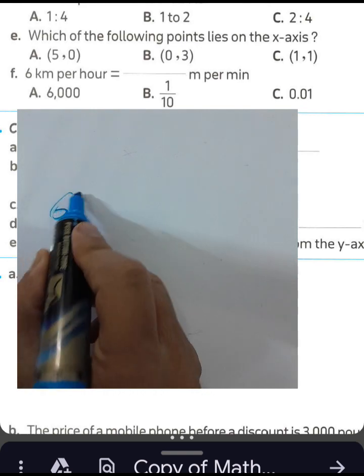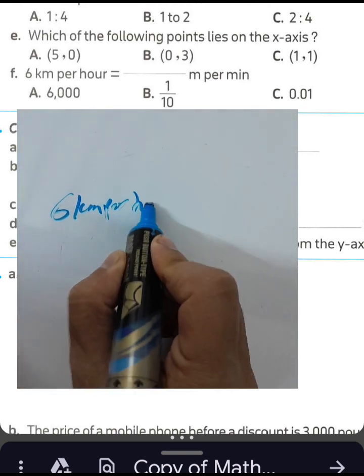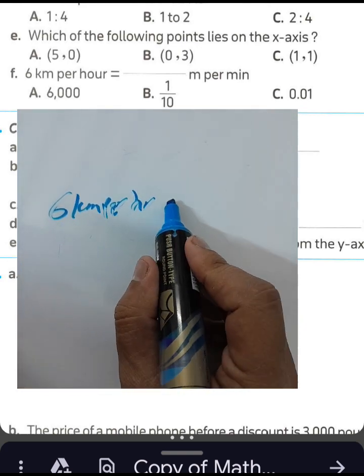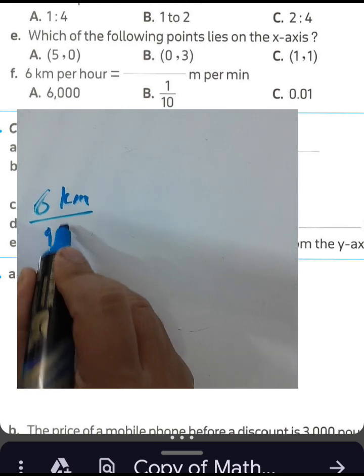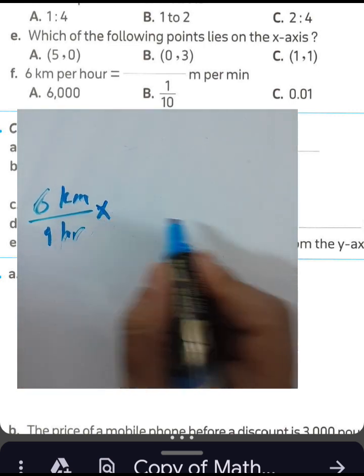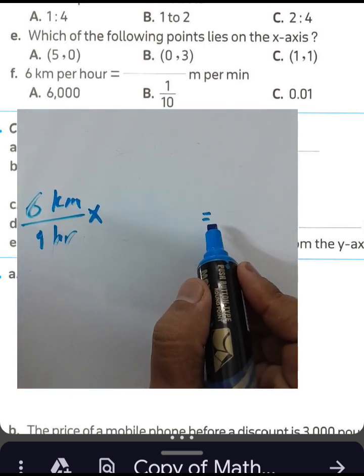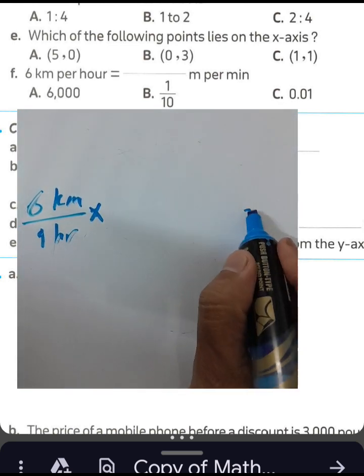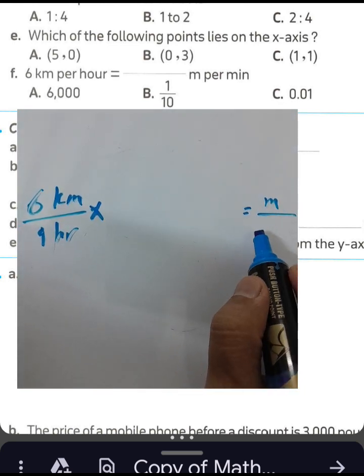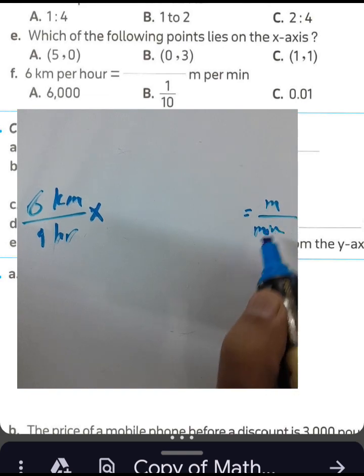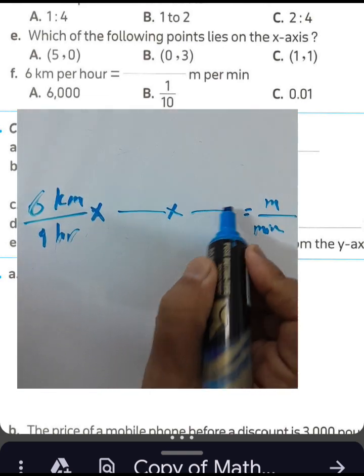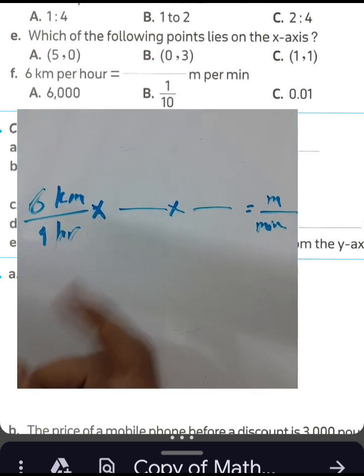Next question, letter F. 6 kilometer per hour. 6 kilometer per 1 hour equals blank meter per minute. You must convert this. We have 6 kilometer per 1 hour. We want to convert it to meter per minute. Okay, we have to convert here. First, I will convert from kilometer to meter.